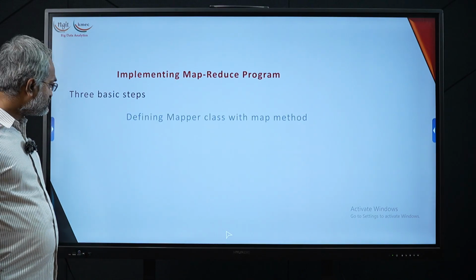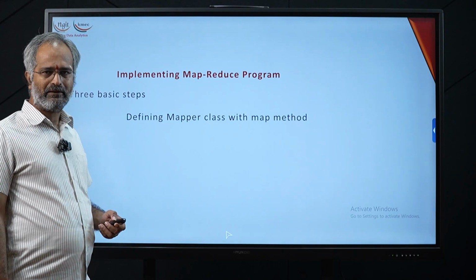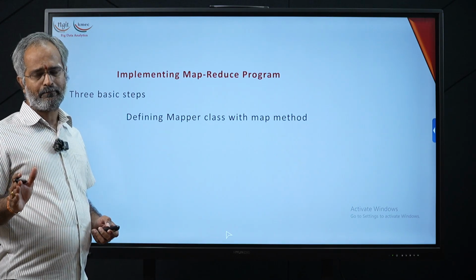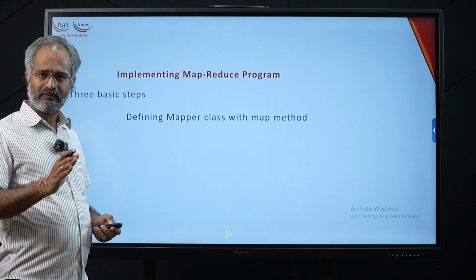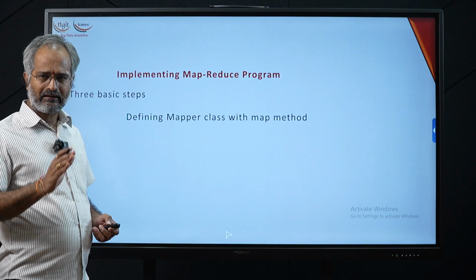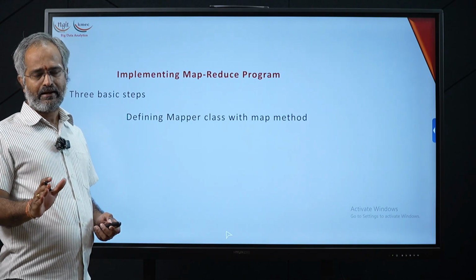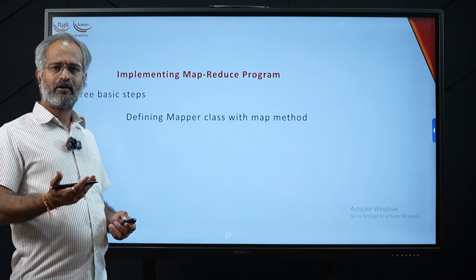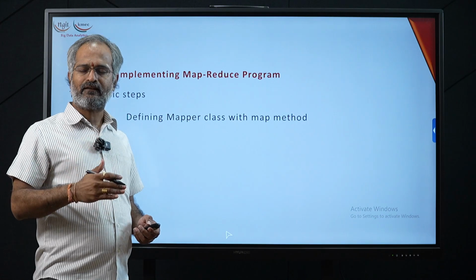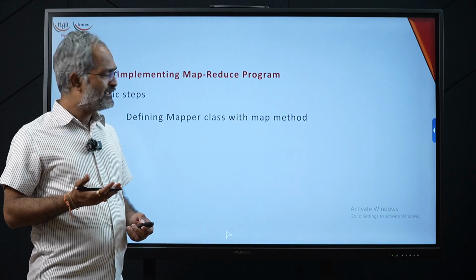Now the first step is defining the mapper class with the map method. The mapper is the process which will be executed on top of the task tracker, right? The mapper will call the map method a number of times. How many times? For each line or each record, the map method will be called once.